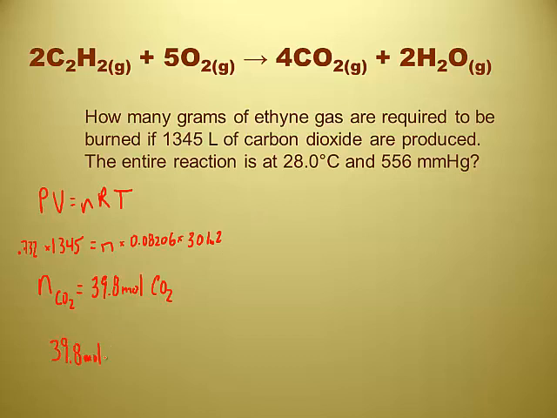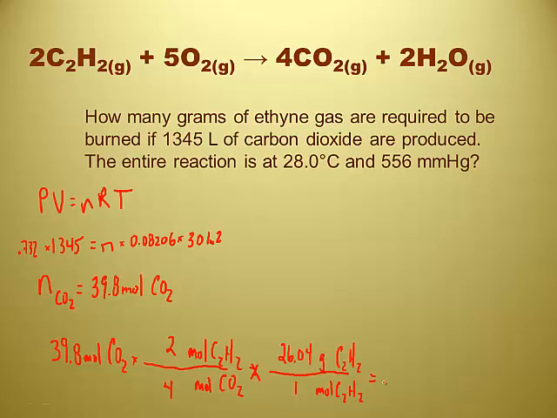So now I could say 39.8 moles of CO2. And from the balanced chemical equation, we're going to the ethyne. So it's a 2 to 4 ratio. 2 moles of ethyne and 4 moles of CO2. So this is going to be 1/2 of my previous answer. Now, they want it in mass, so there's one more ratio. The very last ratio is the molar mass of ethyne, which is 26.04 grams.